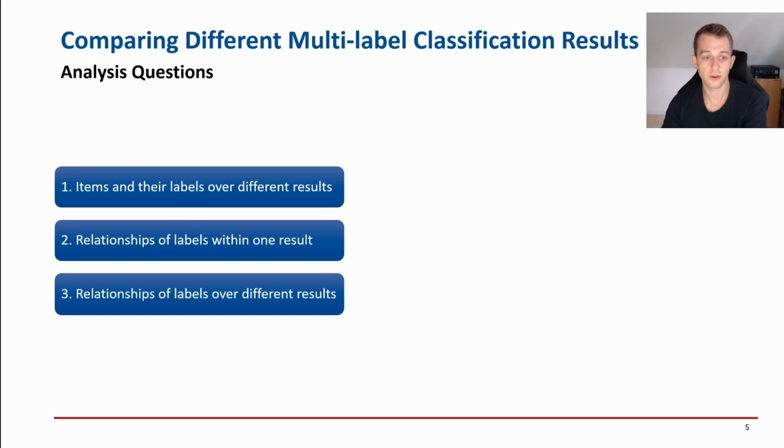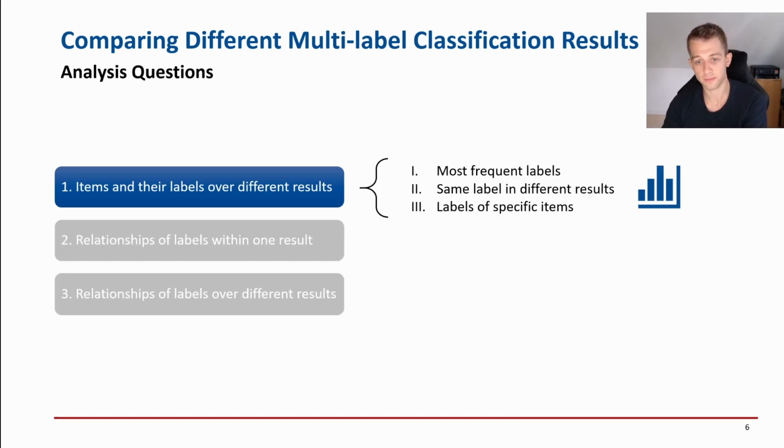First are the questions concerning the items and their labels over different results. More specifically, the first question asks which are the most frequent labels in the data set. The second one asks whether different models have assigned the same labels to the same items. And if so, how large is their agreement? Are there just a few items? Are there 50% of them? Or maybe all of them have the same labels? Lastly, we're also interested in checking the labels of one specific item. And in this case, we also want to see the raw data for that one specific item.